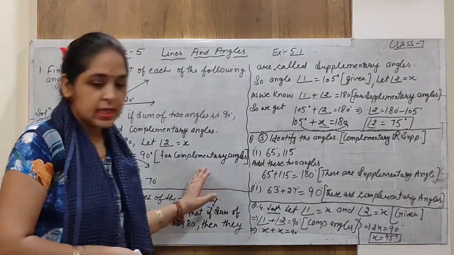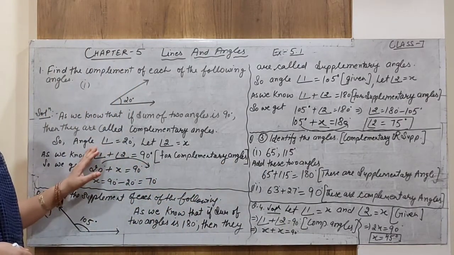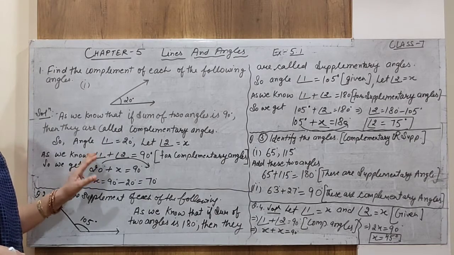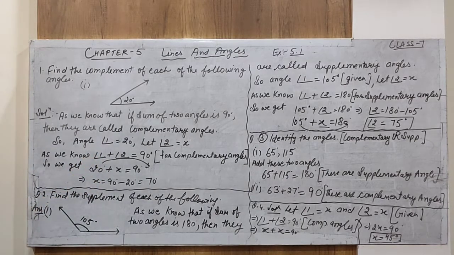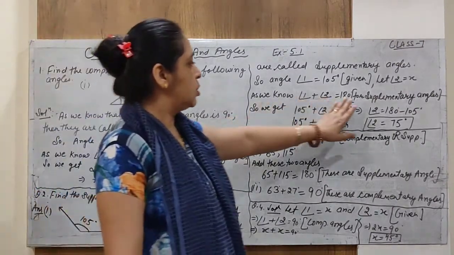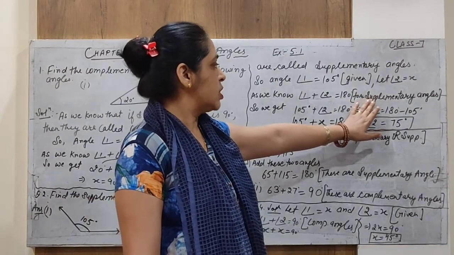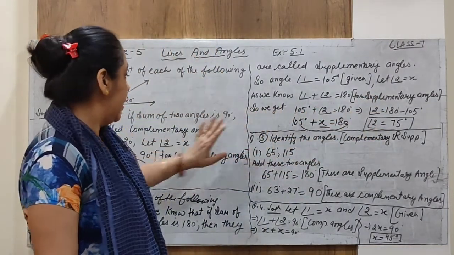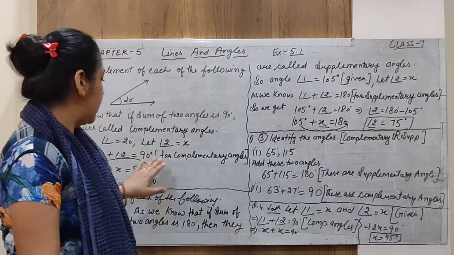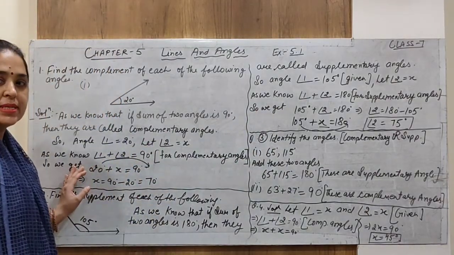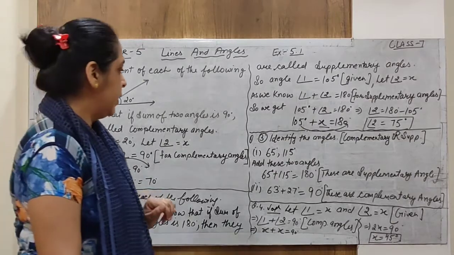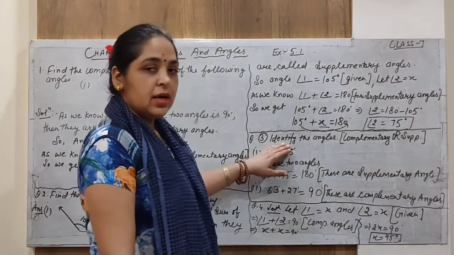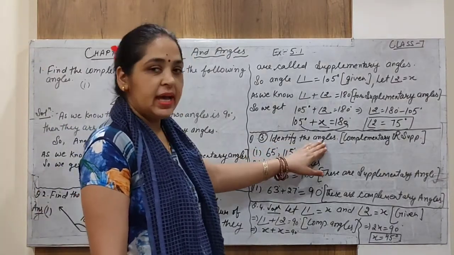Alright, now this condition is used for complementary angles, in which the addition of two angles is equal to 90 degrees, and in this case the addition of two angles is equal to 180 degrees. So for supplementary angles the addition is equal to 180 degrees, and for complementary angles the addition is equal to 90 degrees. Alright. Now, next, third question is identify the angles.